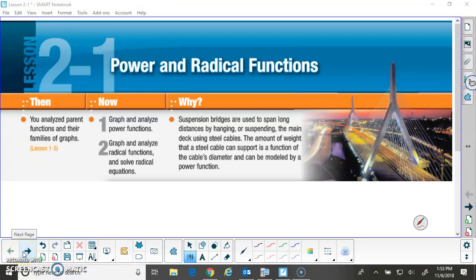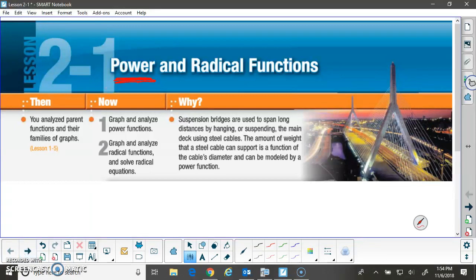Lesson 1 of Chapter 2 is on power and radical functions. So the entire Chapter 2 is going to be focused on a few different types of functions, and one of them is going to be polynomial functions. We're going to get to that soon. But on this lesson, we're just going to focus on, for right now, power functions, and we'll also get to radical functions.